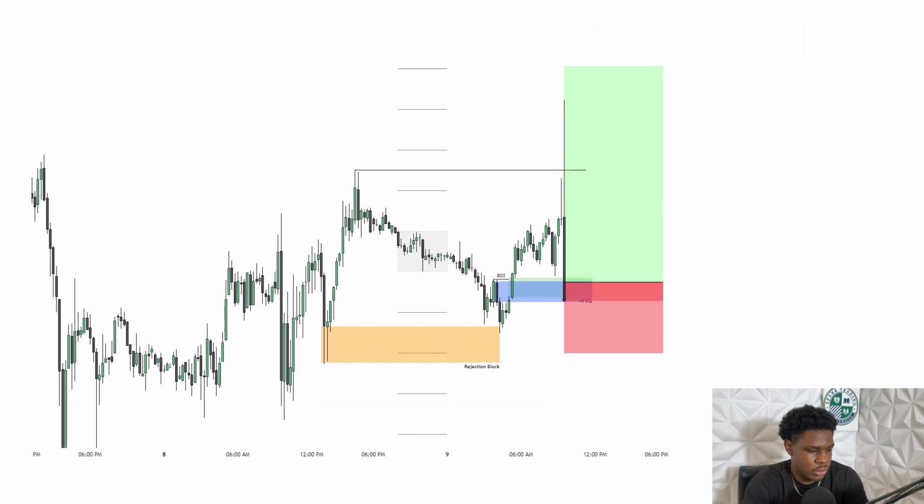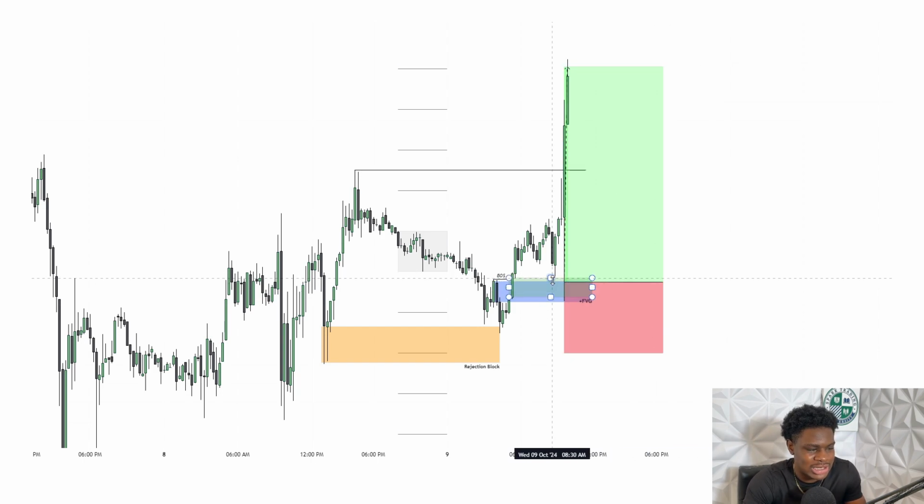Let's see what happens. And just like that, we can see the marketplace coming down, tapping into our breaker level plus fair value gap. And then we see that push to the upside, just like so, for over a 3-to-1 R in just like 15-30 minutes. It can really be that simple sometimes. You guys don't have to overcomplicate your trading at all.